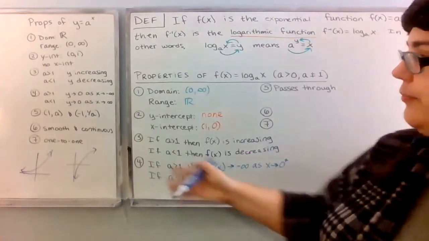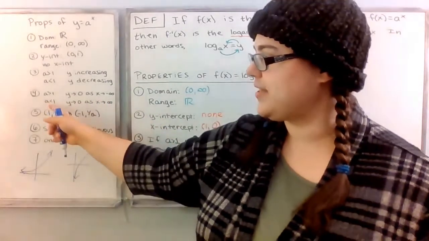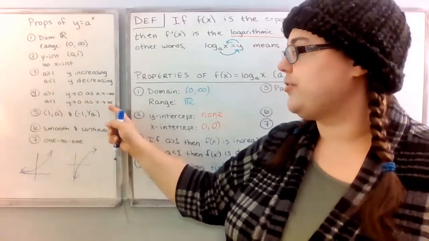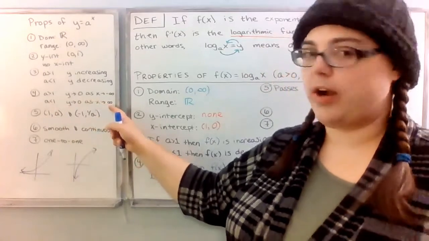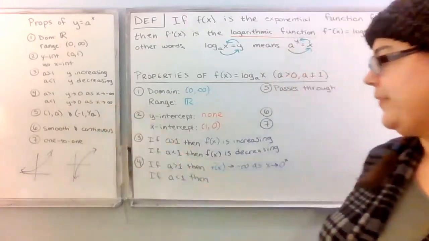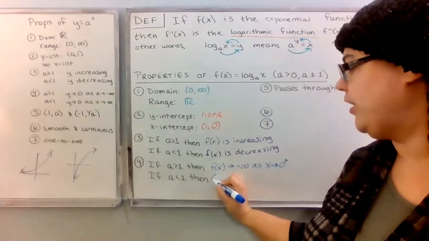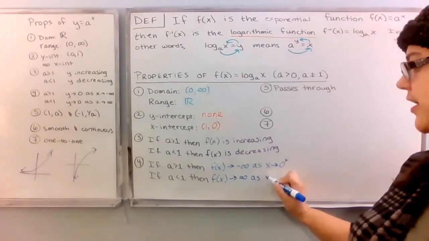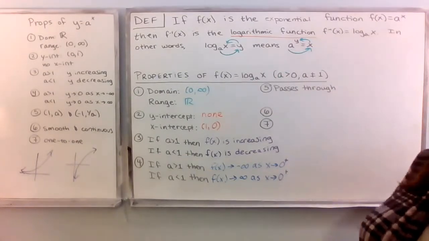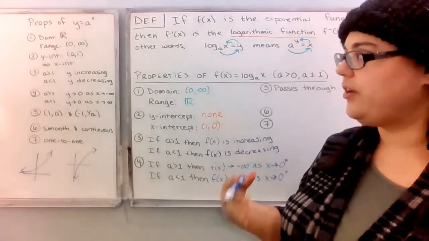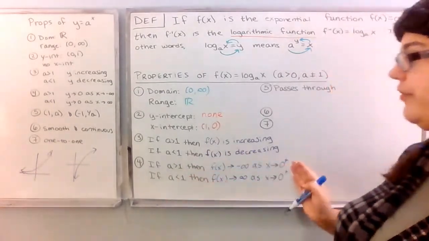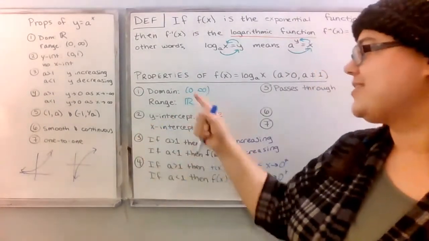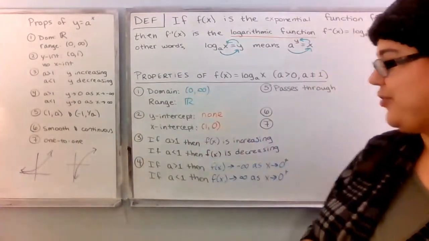Then, similar situation here, if a is less than 1, we had y goes to 0 as x goes to +infinity. So now we'll have x goes to 0, and then y will go close to +infinity. So if a is less than 1, then y, or f of x, is going to approach +infinity as x approaches 0, again from the right. And another way you can think of us approaching only from the right is that our domain starts at 0. Well, it starts just to the right of 0. So we can't approach 0 from the left, only from the right.